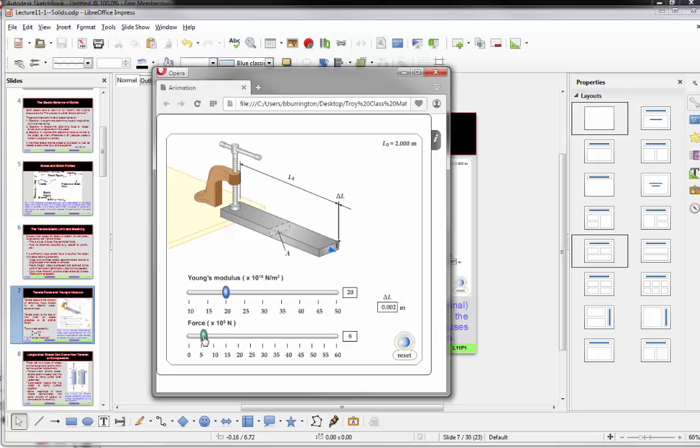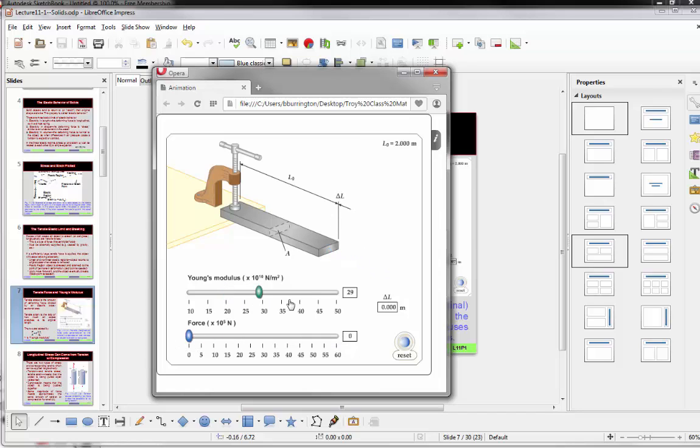So if I apply less force, then the material stretches less, and if there's zero, then delta L is zero, and the bar has its equilibrium length. If I begin to apply more force, you can see that this force arrow is growing, and you can see that delta L is also growing. And if you look, you can see that the bar is getting larger and larger. And so the more force that I apply, the longer that this bar ends up stretching, to the point where at 6 million newtons, I have a stretch of about 2 centimeters for a thing that was initially 2 meters long.